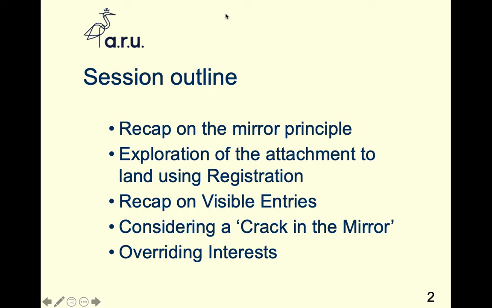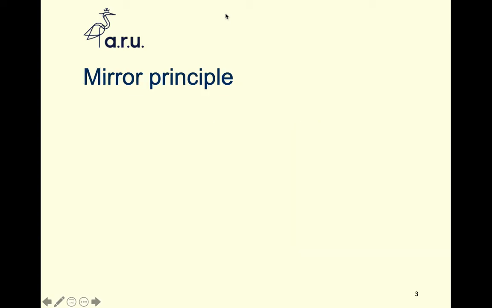So overriding interest is a party that can override the new purchaser because of their interest that wasn't registered. Their interest will override that of anybody else coming to the land, so they're quite a key party. And we'll look at that together.